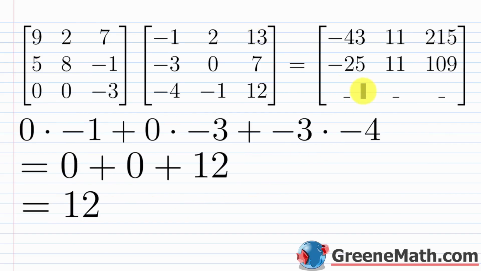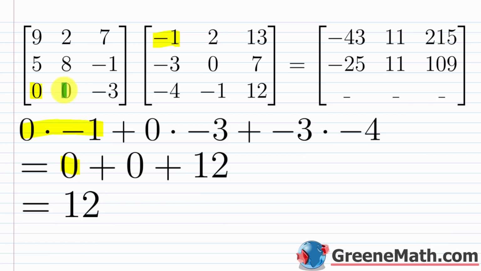All right, now we're on the final row down here. So you're going to be in row 3, and then we're going to do column 1 for this guy right here. So we want row 3, column 1. All right, let's go through and crank these out. So we're going to start with 0 times negative 1. So that's this right here. 0 times anything is 0. So you get a 0 there.